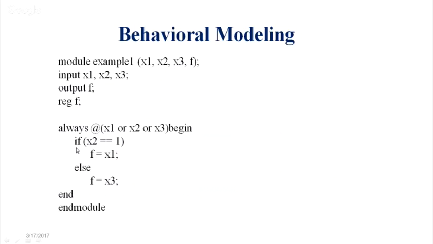Now, if we write a simple program like if x2 is equal to 1, that means if the switch connected to x2 is high, then what will happen? The f should be x1, else f should be x3. If you see closely, it is just a 2 to 1 mux.